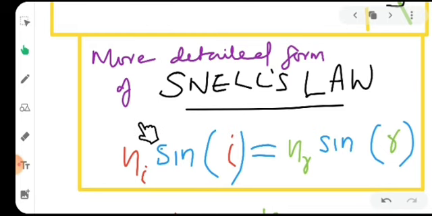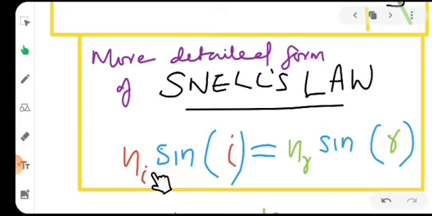Snell's law in its more detailed form looks like this. The refractive index of the medium in which the incident ray is, times the sine of the angle of incidence, equals the refractive index of the refracting material times the sine of the angle of refraction. So it reads like this: Ni sin I equals Nr sin R. It's very easy to read through.